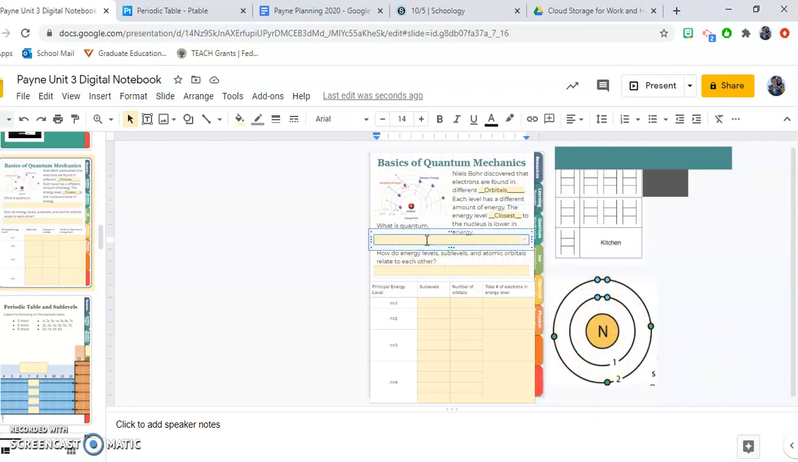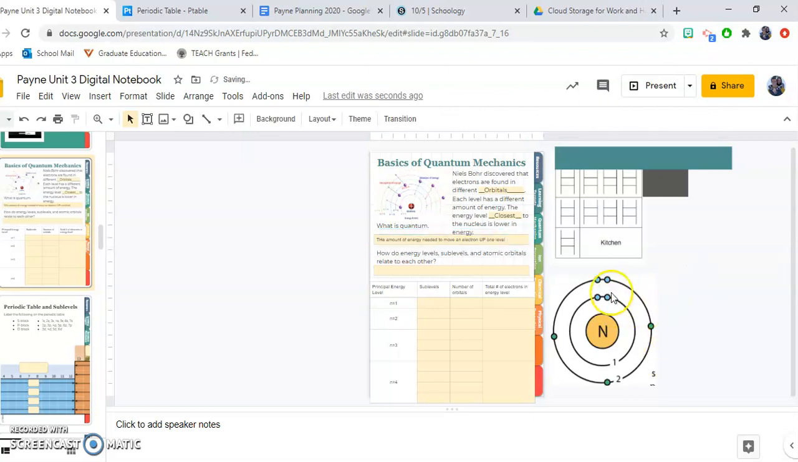Now, when we talk about what is quantum, right, we're going to use a very general description of it because it's just a lot easier for us. When we talk about quantum, it is just the amount of energy needed to move an electron up one level. That's it.